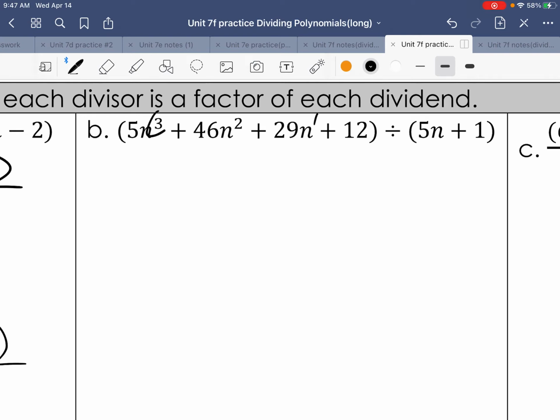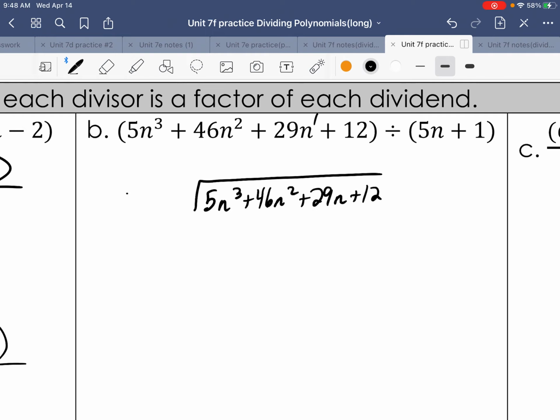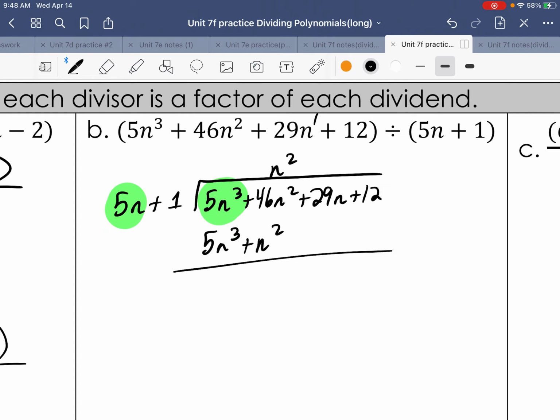So let's look at the next one. We look at the exponents, 3, 2, 1, 0. Cool, don't have to add anything in. 5n to the third plus 46n squared plus 29n plus 12. We have 5n plus 1. First term divided by first term is going to be n squared. N squared times 5n is 5n to the third. N squared times 1 is n squared.